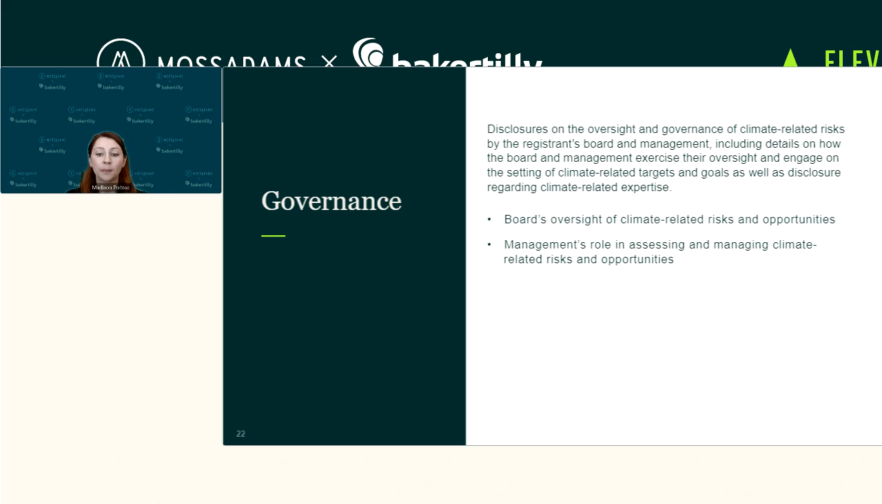And then also how management is informed about those climate-related issues and how management escalates those specific climate-related issues to the board level or the oversight level. So really, you can think of governance as how are we accounting for understanding these climate-related risks within your organization.